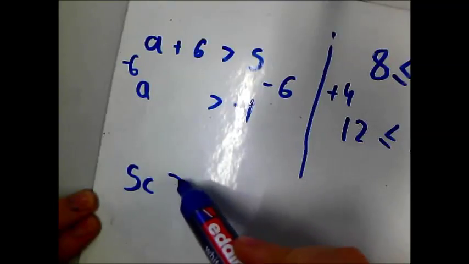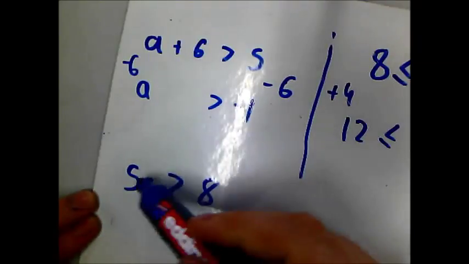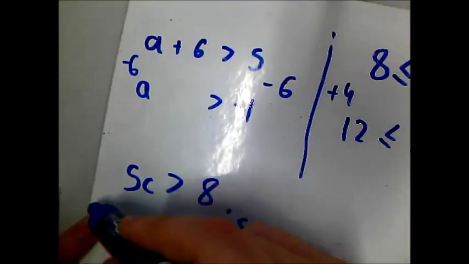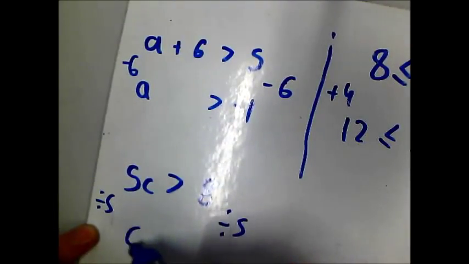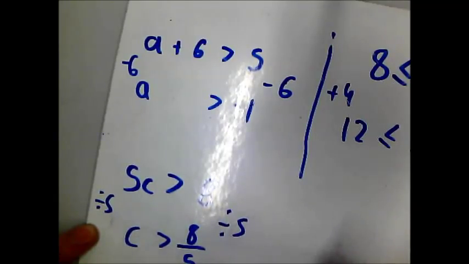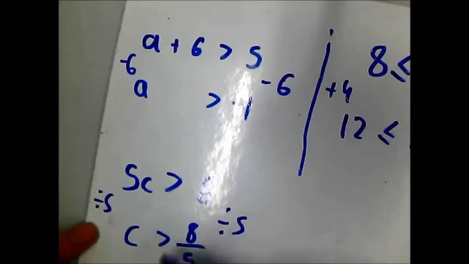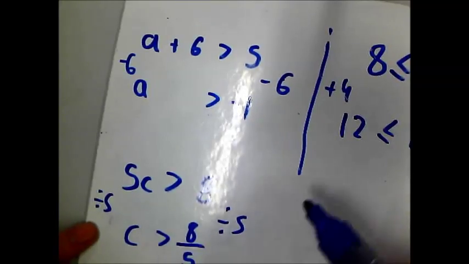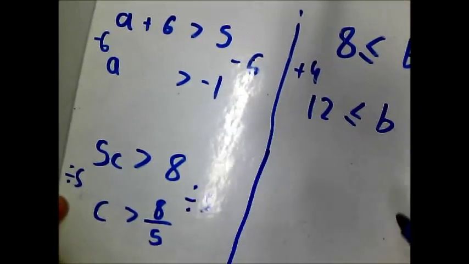Question 3, I have 5c is greater than 8. So to get the c by itself, I need to divide both sides by 5. So I'm going to get c is greater than 8 over 5. And it's fine to leave it like this, as there's no common factors top and bottom. So I'm going to leave it like that.